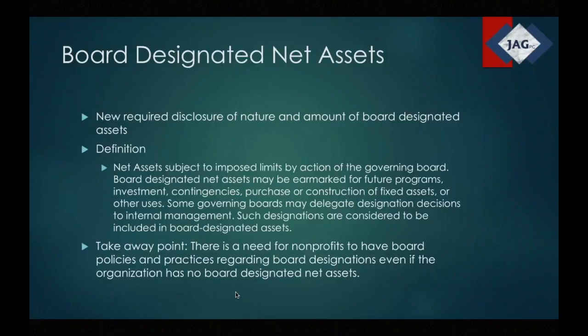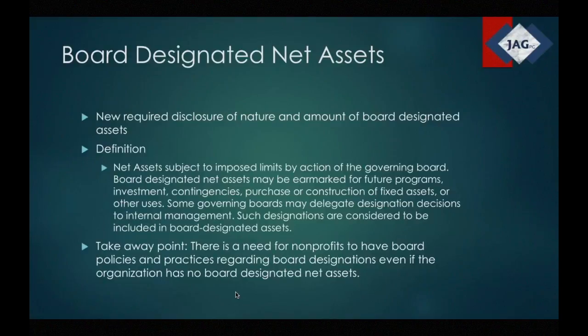And the theory always behind it is because the board can change its mind anytime it wants. There is no requirement, but once a board says we're going to use this for this, that they can't change their mind. Well, now there's a new required disclosure of the nature and amount of a board designated net asset. So now, if you have these, you have to disclose it. So let's go back and look real quickly at what the new definition is for a board designated net asset.